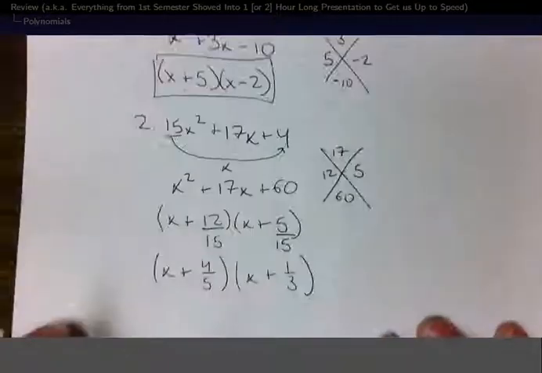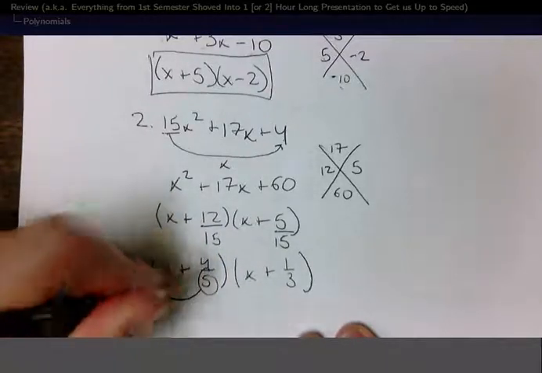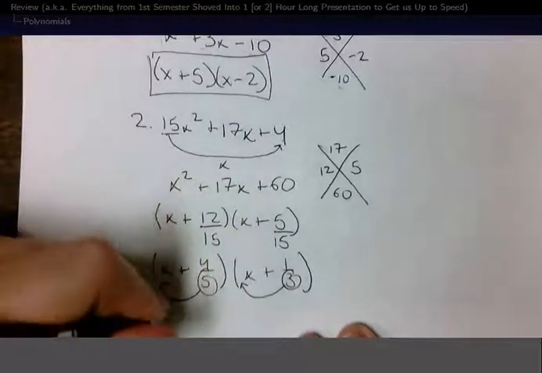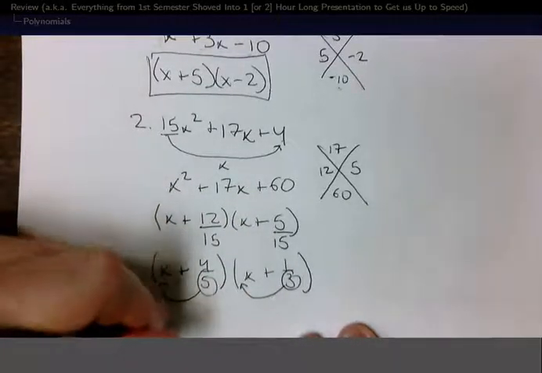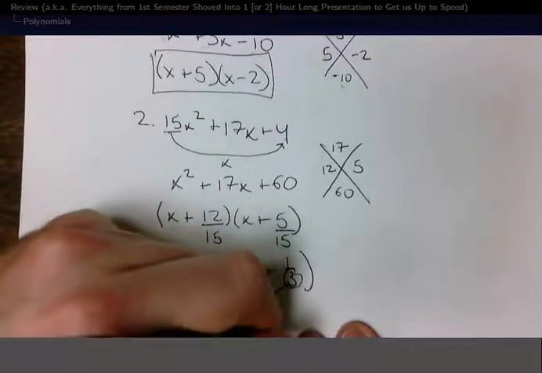And after all this, you still end up with fractions. To complete the factoring, you're just going to take your denominator and slide it out front in front of your x's. So you have 5x plus 4, and here we have 3x plus 1.